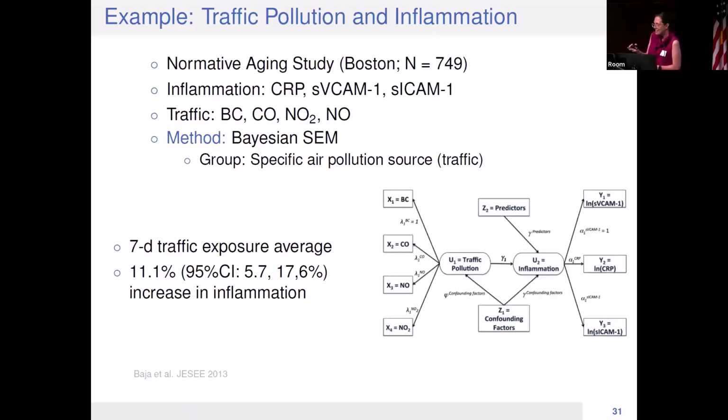So this is an NAS analysis. This is a cohort of veterans who reside in the greater Boston area. The outcome here was inflammation. Traffic was the specific exposure of interest. And the authors used these three gases and black carbon, that's particle phase, to represent traffic. And they ran a Bayesian SEM. And the group here was specific air pollution source, i.e. traffic. So this is a latent variable, traffic, that gives rise to these traffic-related gases and black carbon. So they used 7-day traffic exposure as an average. And the result here was that they found that increases in traffic resulted in, I think an IQR, so I didn't include this here, an 11.1% increase in risk for inflammation.